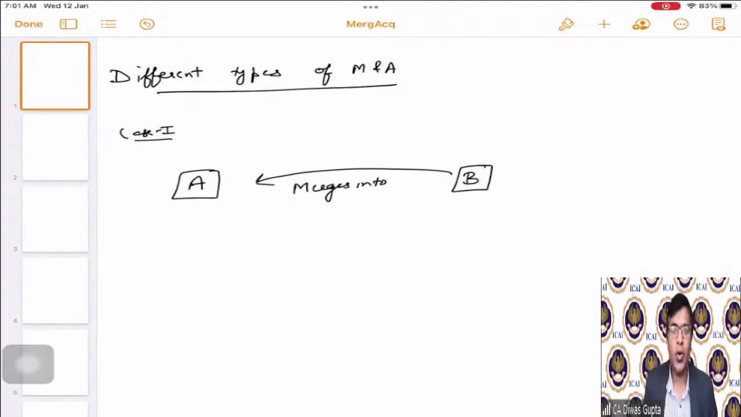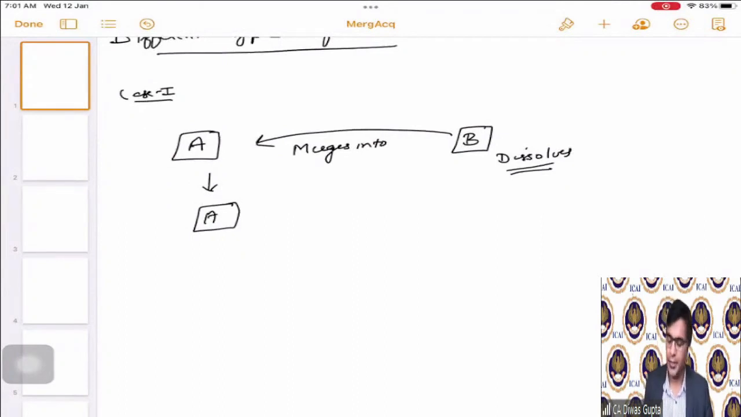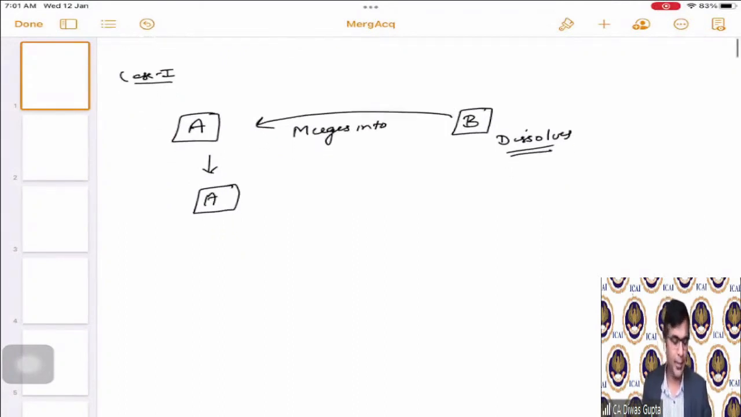That merges means all the balance sheet of B goes and sits into A's balance sheet. Those get consolidated and B's identity is dissolved. Now B is not there anymore and A is the new entity itself. So now only there is a new entity called A, which has taken B in itself as a merged entity. Okay. This is case number one. This can be case number one in case of a M&A.